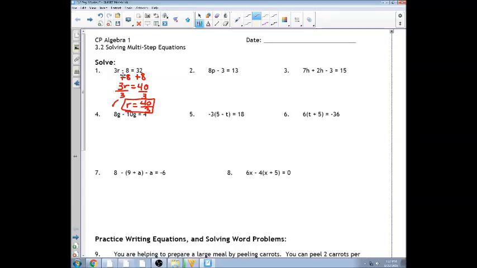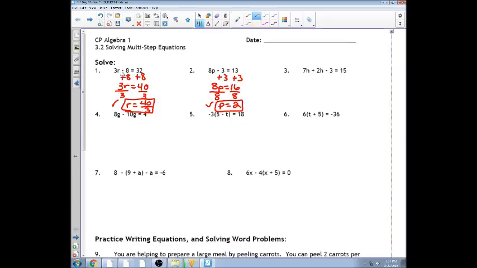2, first step is to add 3. So it'll be 8p is equal to 16. Divide by 8, divide by 8, p would equal 2. Again, I've already checked this, so that is good.